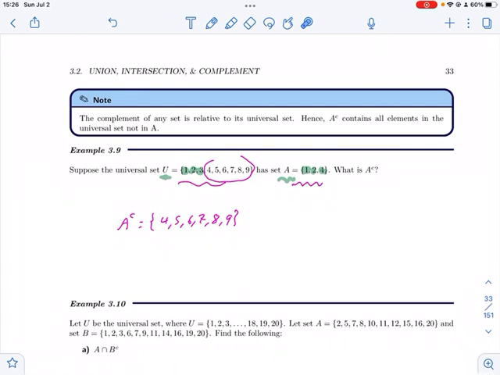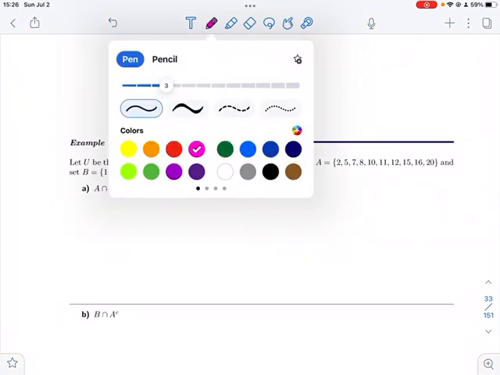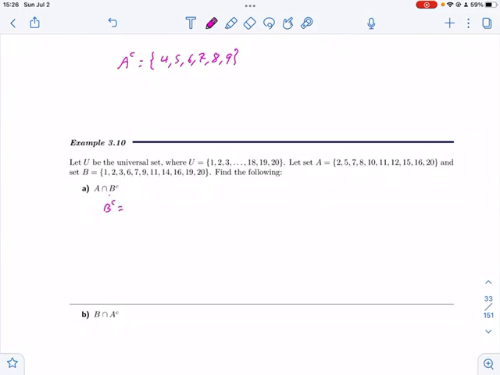Another example, let U be the universal set, 1, 2, 3 up to 20. Let A be the numbers 2, 5, 7, 8, 10, 11, 12, 15, 16, 20, and B has these numbers. We want to find A intersect B complement. So let's find B complement. What is the complement of the set B? Set B has the elements 1 from the universal set, 2, 3, 6, 7, 9, 11, 14, 16, 19, and 20.